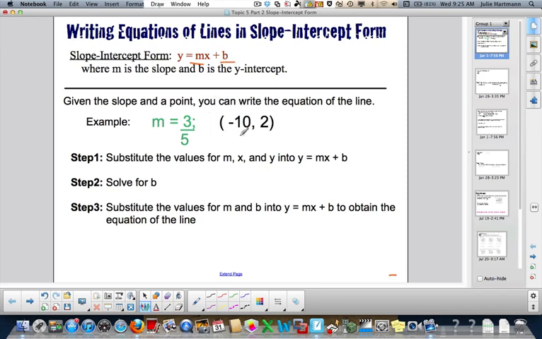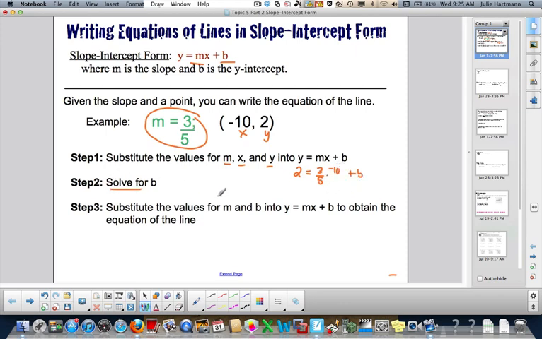Now we're given the slope and a point. So what we're going to do here is, given the slope and a point, write the equation. We're going to substitute m, x, and y into our formula y equals mx plus b. So this is m, this is x, and this is y. Those get substituted in. So y is 2, m is 3/5, x is -10 plus b.